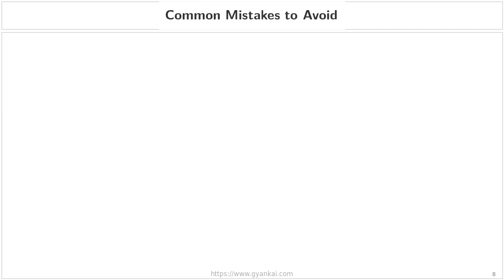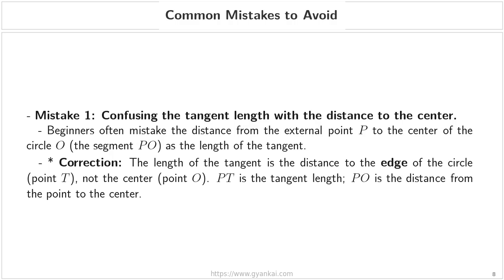Common mistakes to avoid. First, mistake number 1, confusing the tangent length with the distance to the center. When you are looking at a diagram, beginners often mistakenly identify the distance from the external point P to the center of the circle, which we call point O, that is, the segment PO, as the length of the tangent. Please remember the correction. The length of the tangent is the distance to the edge of the circle, specifically to the point of contact, which we called point T, so PT is your tangent length, whereas PO is simply the distance from the point to the center.